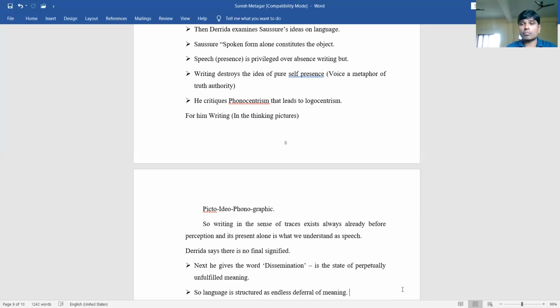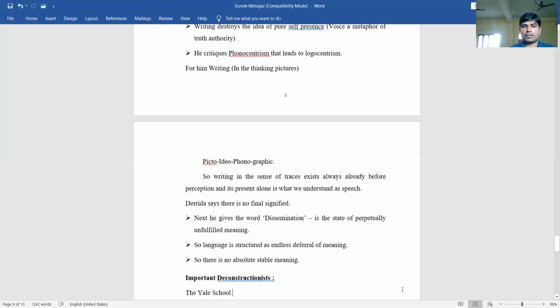The word man, because when I say sorrow, happiness will be there in my mind. If there is no happiness at all, there is no meaning to the sorrow. So when I say sorrow or happiness, the other's absence, that trace, will be there in our mind as a picture, and that picture is the first writing according to Derrida. That's what he calls traces. Traces are always there in the mind.